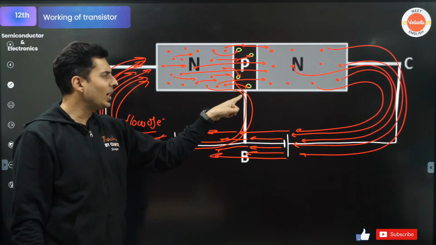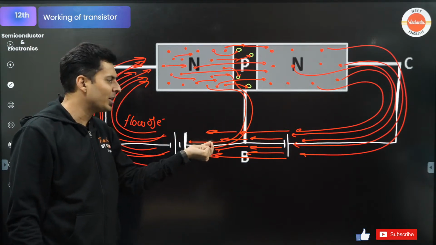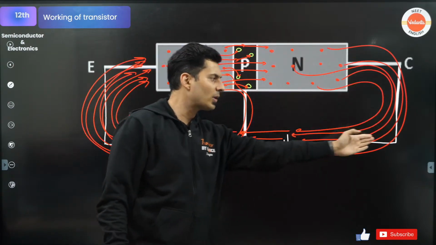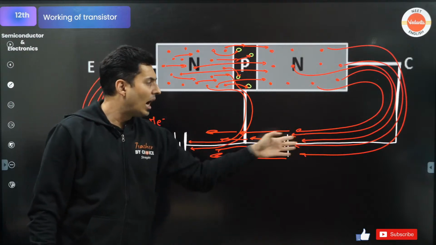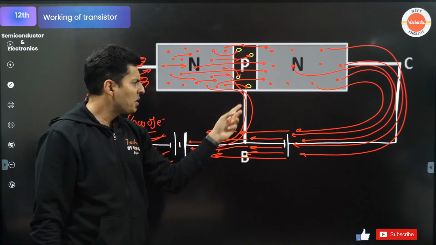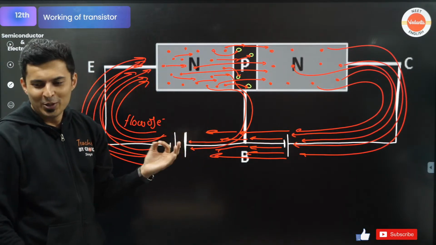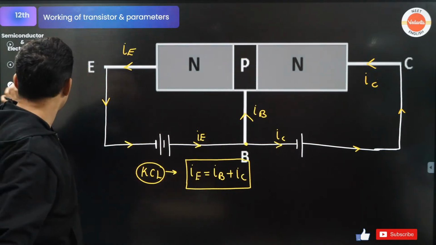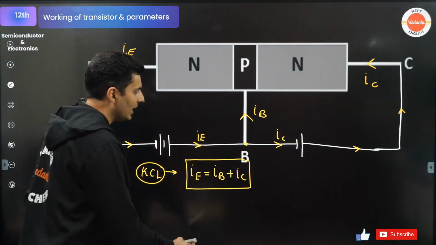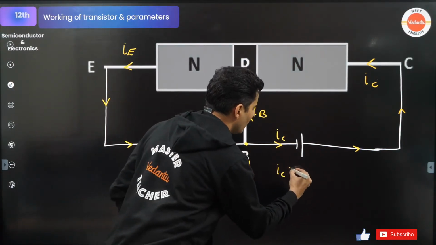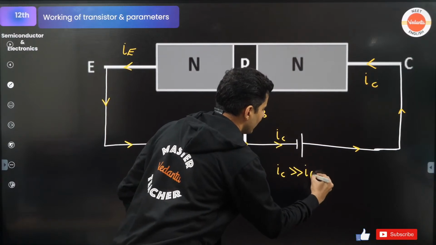Look at this. Few electrons, very weak electrons, will come from here. Most of the electrons are going from here and coming here. So there is a large flow of current through the collector. Base has negligible flow. So the collector flow is higher. Can I say the collector current is much higher than the base current?